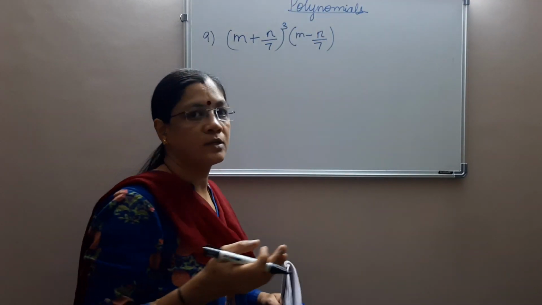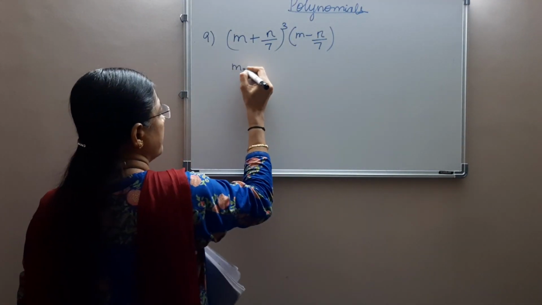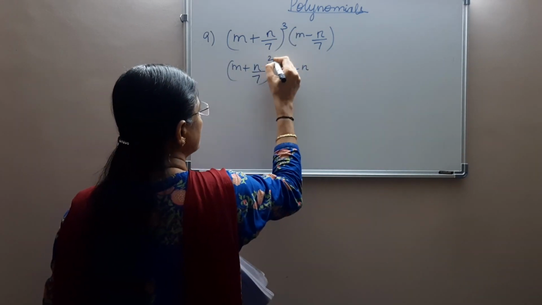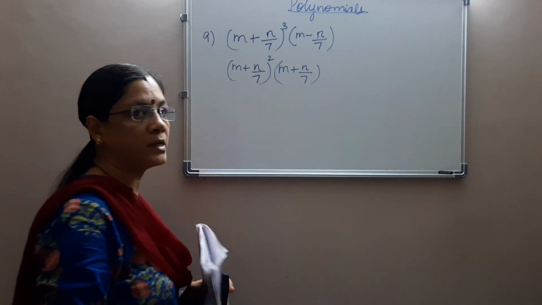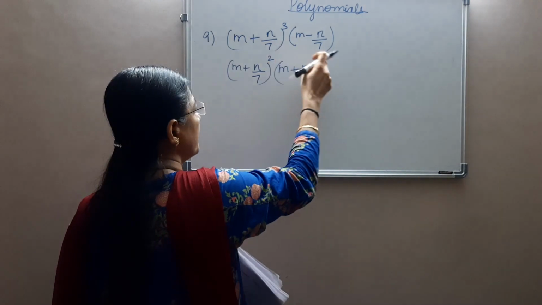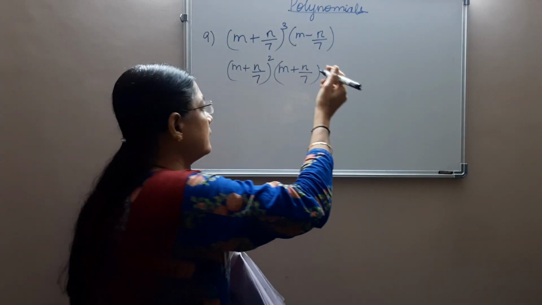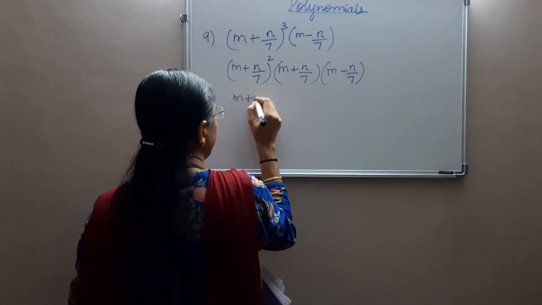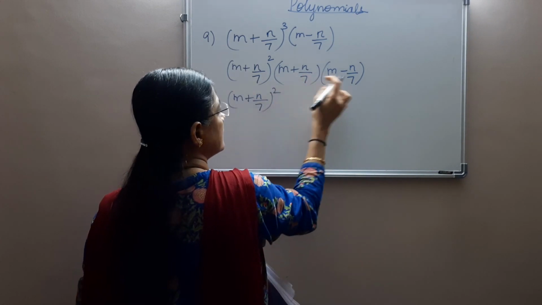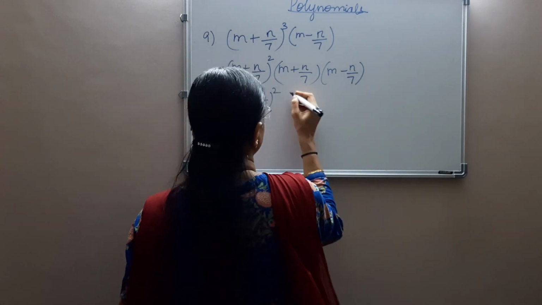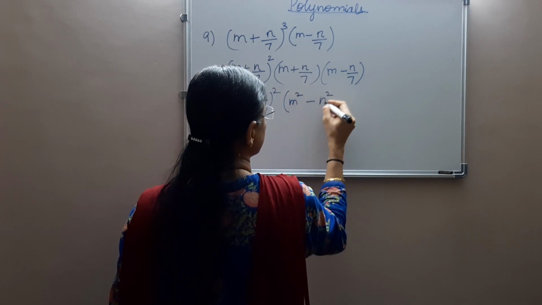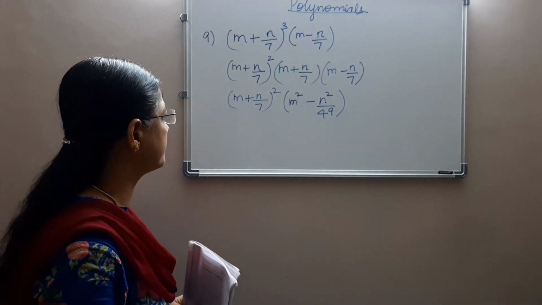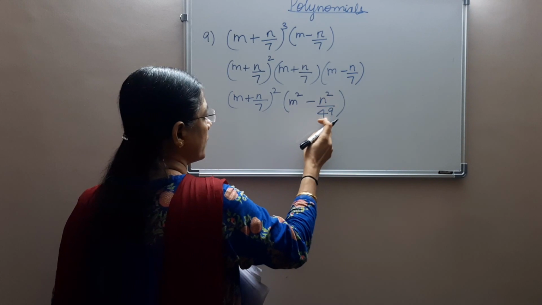But when cube is given, what has to be done? Now separate the term. See, m plus n by 7, this cube can be written as m plus n by 7 the whole square into m plus n by 7. This is right, isn't it? Because 2 plus 1 is 3. So we have split the term into m minus n by 7. Now this will be easy for me, because m plus n by 7 the whole square, this becomes a plus b and a minus b. So this is m squared minus n squared by 49. Okay, now do you understand? This becomes m squared minus n squared by 49.